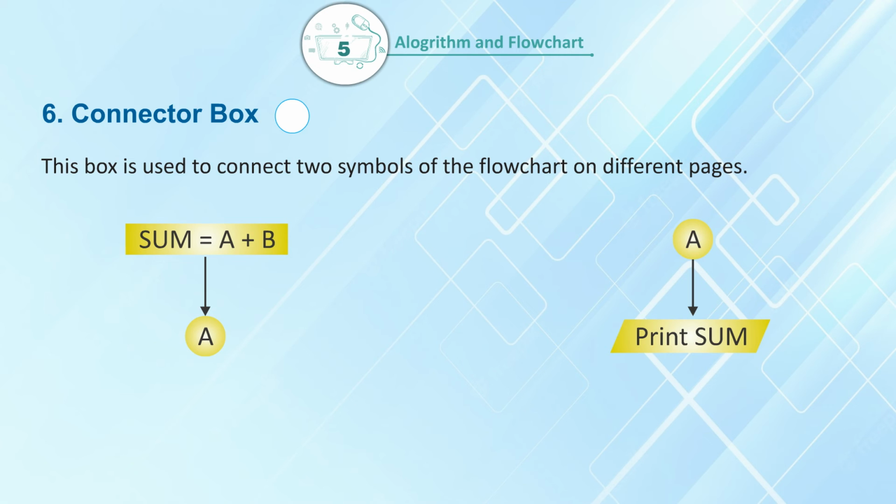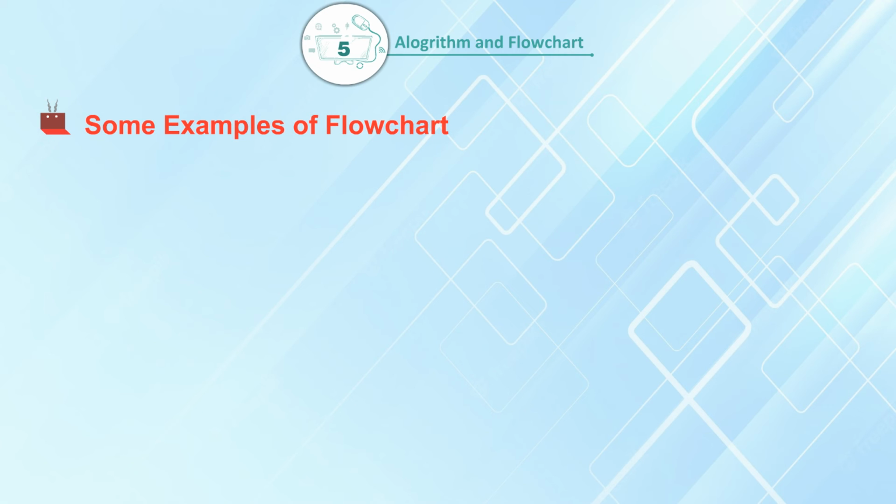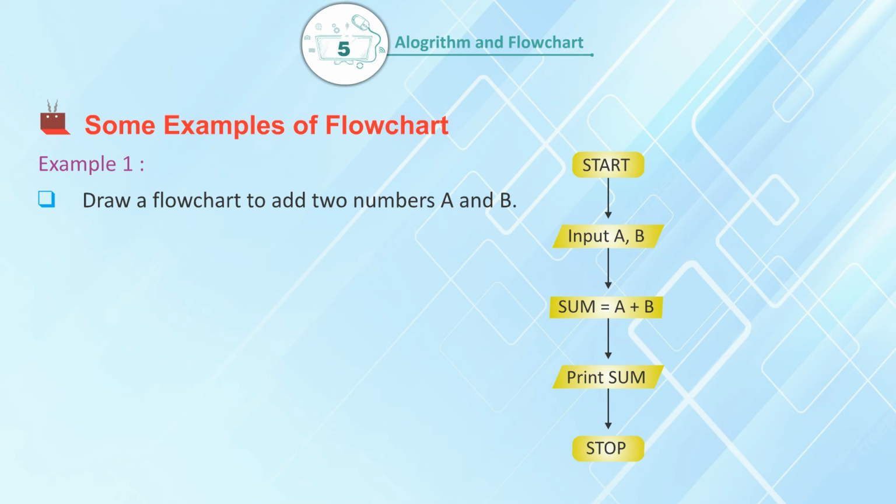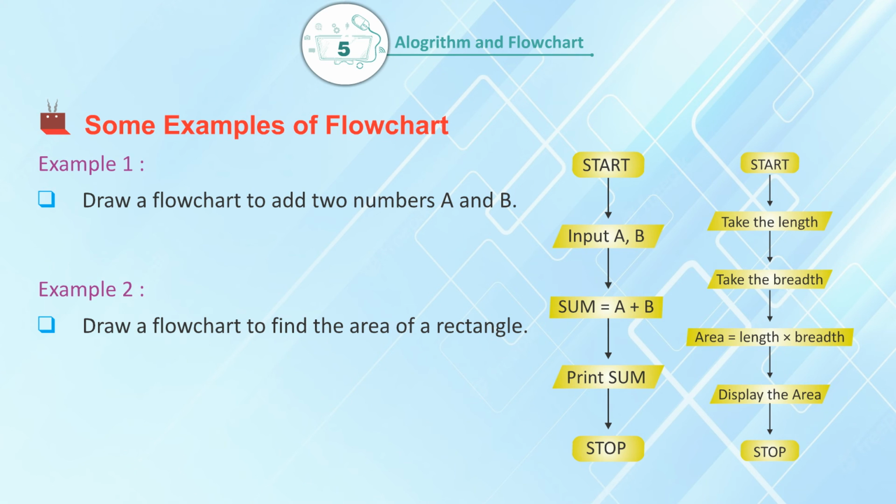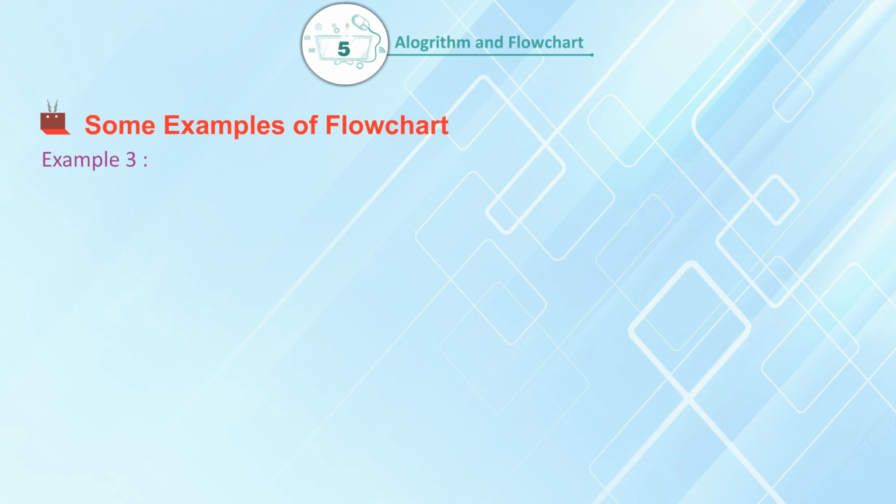Some examples of flowchart. Example 1. Draw a flowchart to add two numbers A and B. Start, input A, B. Sum equal to A plus B. Print sum, stop. Example 2. Draw a flowchart to find the area of a rectangle. Start. Take the length, take the breadth. Area equal to length into breadth. Display the area. Stop.